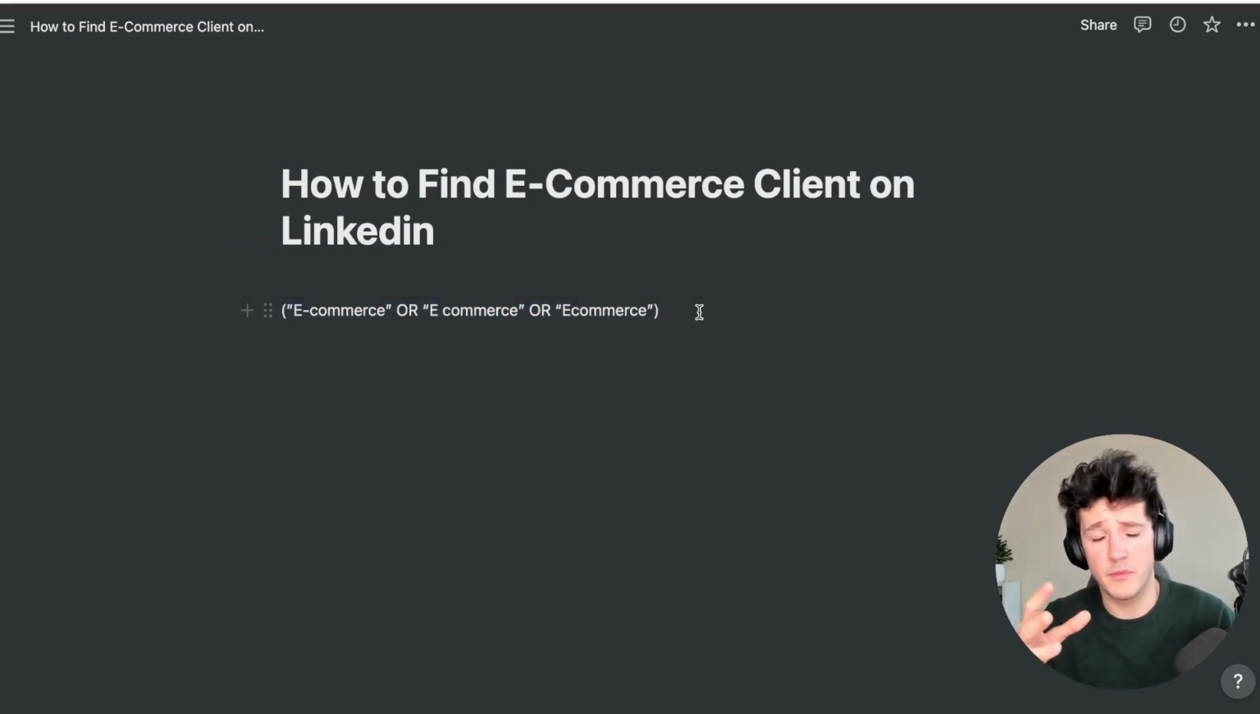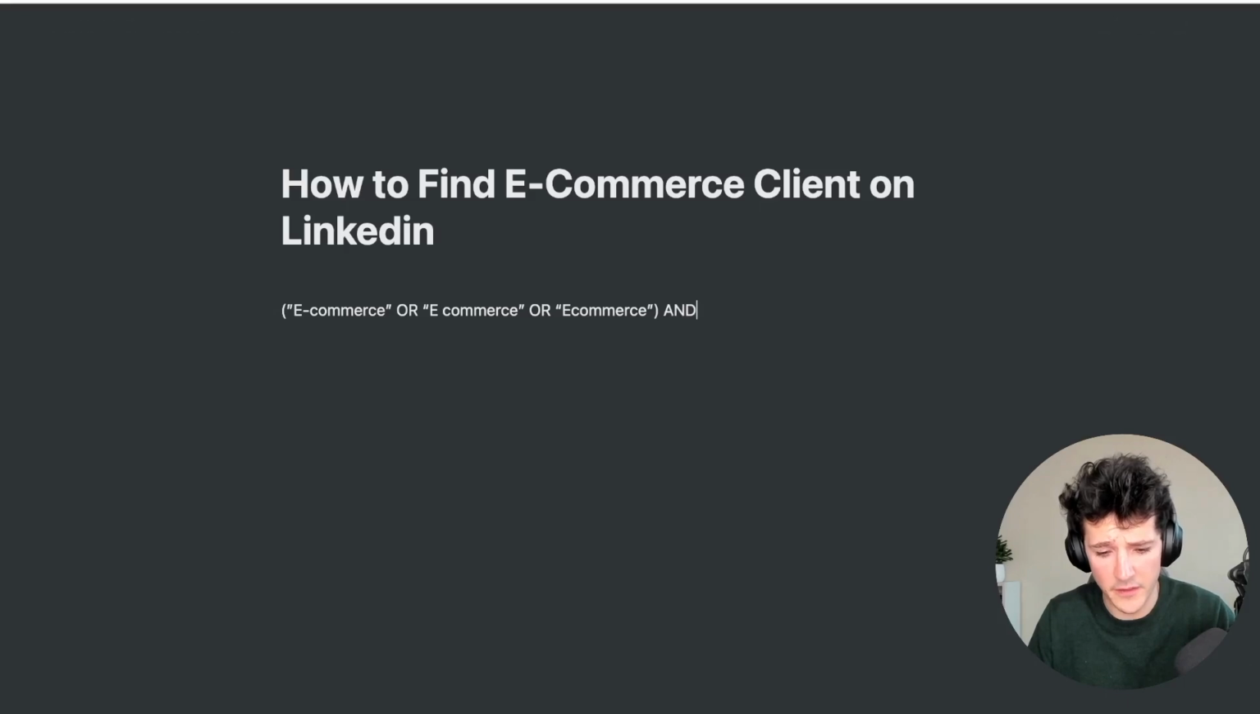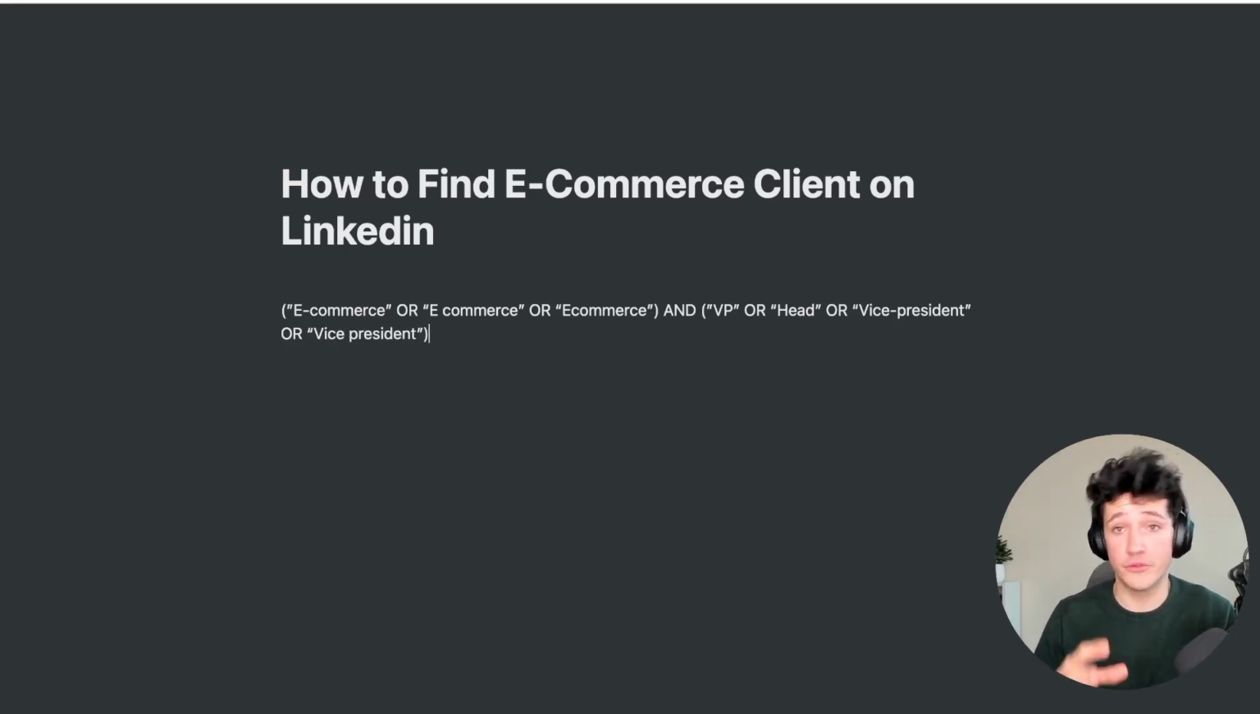And now I want some people that are decision makers, so I will add AND. Here I'm telling LinkedIn that I want this or this or this, and. And here I can add some keywords that lead to decision makers, like VP or head. And again, if you have VP, you should have vice president like this, or vice president with a space, for example. Remember to put all the orthographies every time.